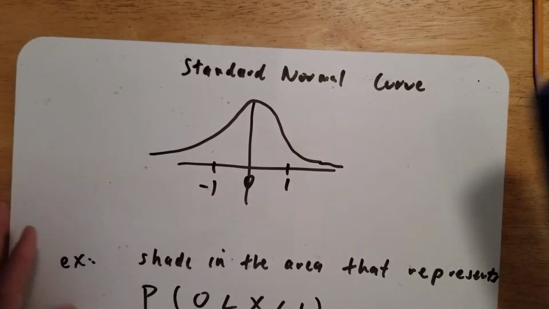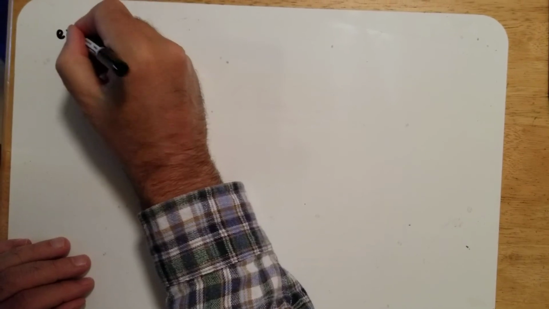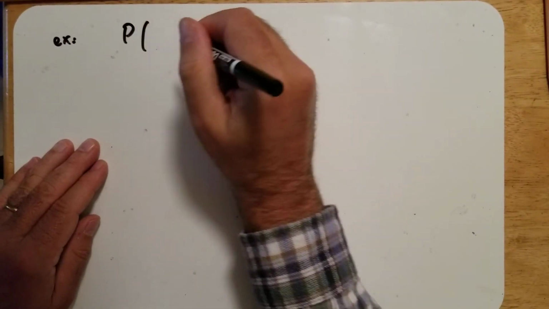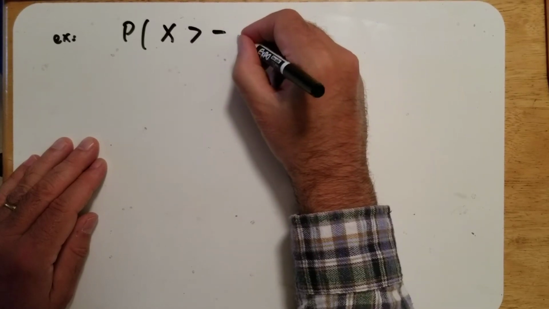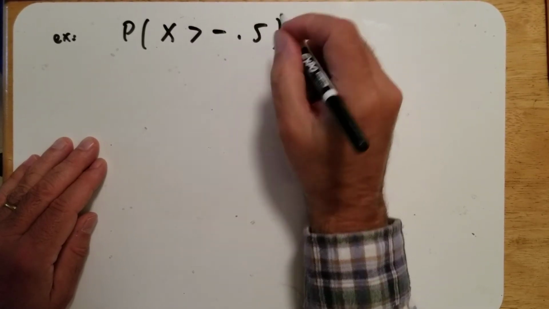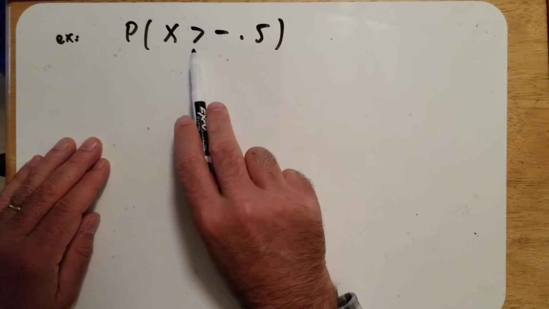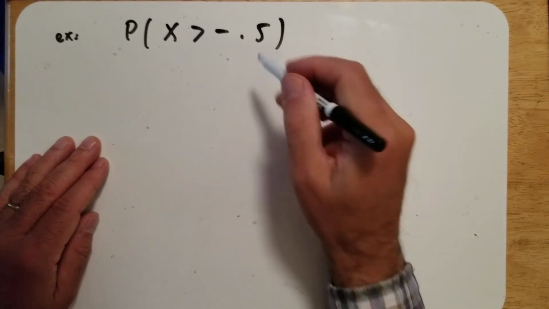Now sometimes they'll ask a question like this. Here's another example. Find the probability, say, that x is greater than -0.5. So it doesn't say it's in between two numbers, but it's just greater than -0.5.